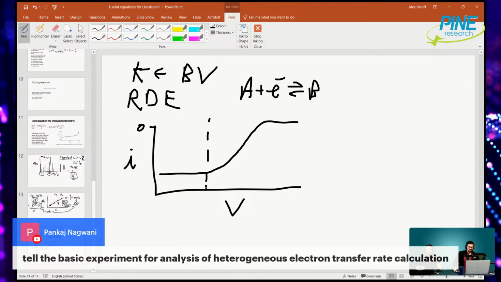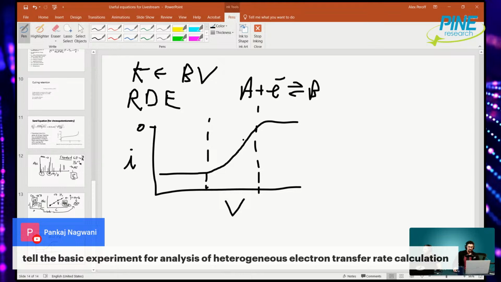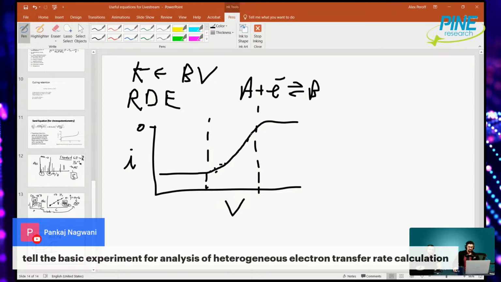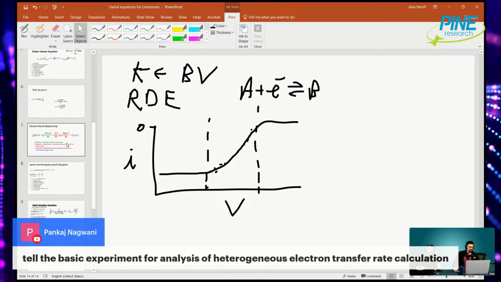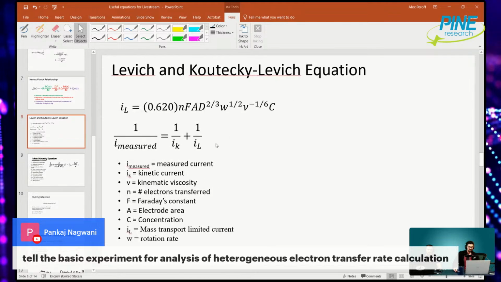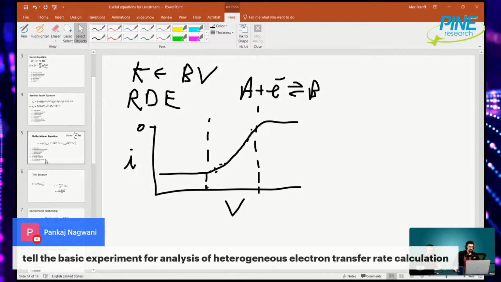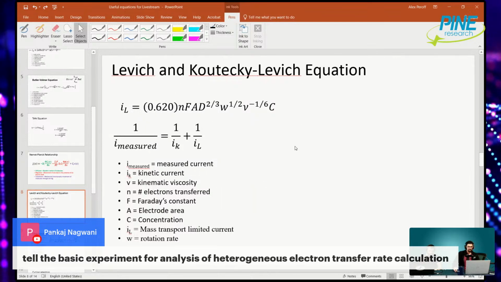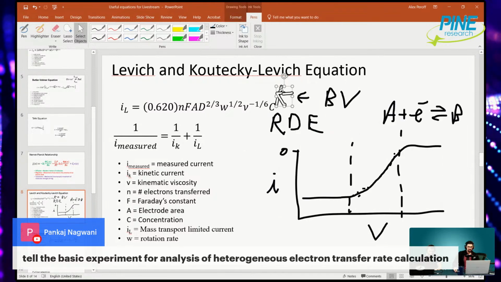Within this region here is what we refer to as the kinetically limiting region. For data points at voltages around here, you can plot using the Koutecky-Levich equation, which I have here. I'm just going to copy it and paste it up here so we can all see it.